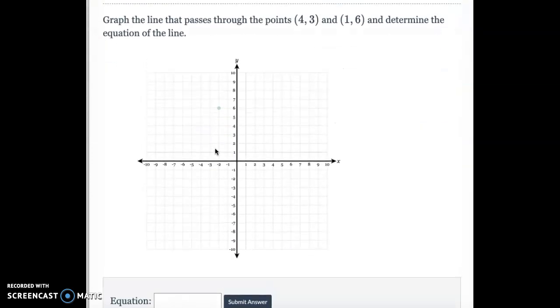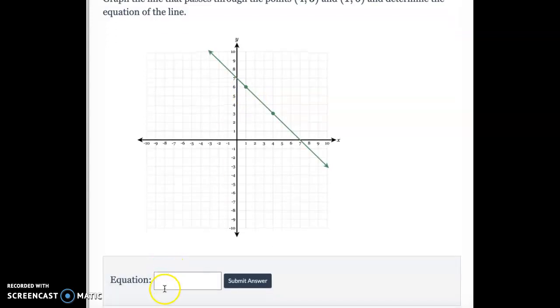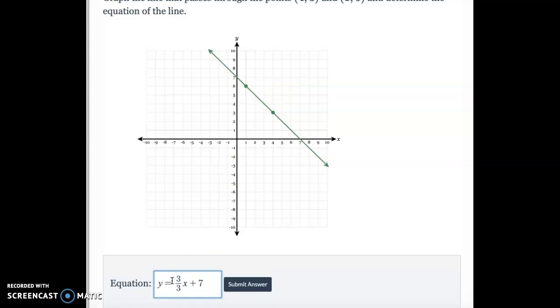Next problem. So we go ahead and graph going over 4, up 3, over 1, up 6. So again, y equals x times something plus or minus my intercept. My intercept is up here at 7. So plus 7 for my intercept. Now count my slope. Going up 1, 2, 3, over 1, 2, 3. So 3 over 3. 3 divided by 3 is just 1.